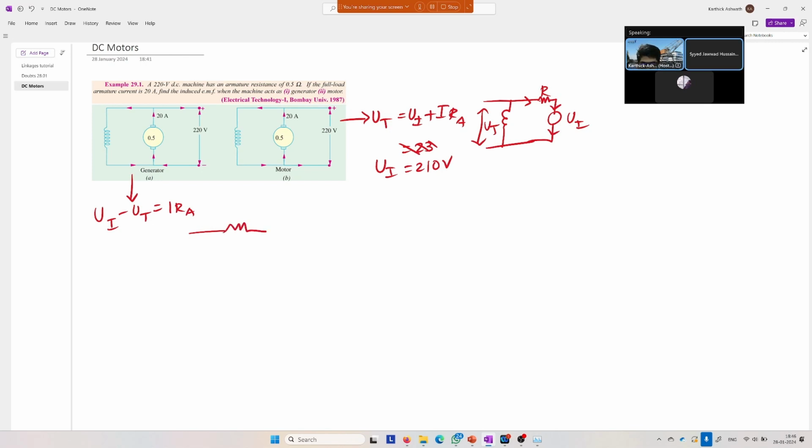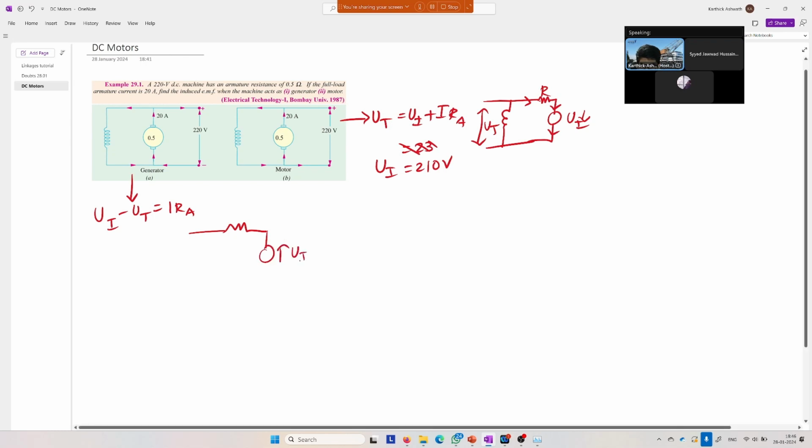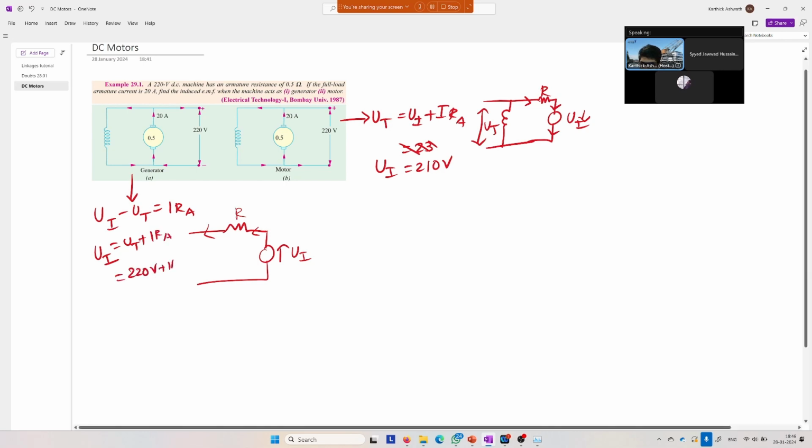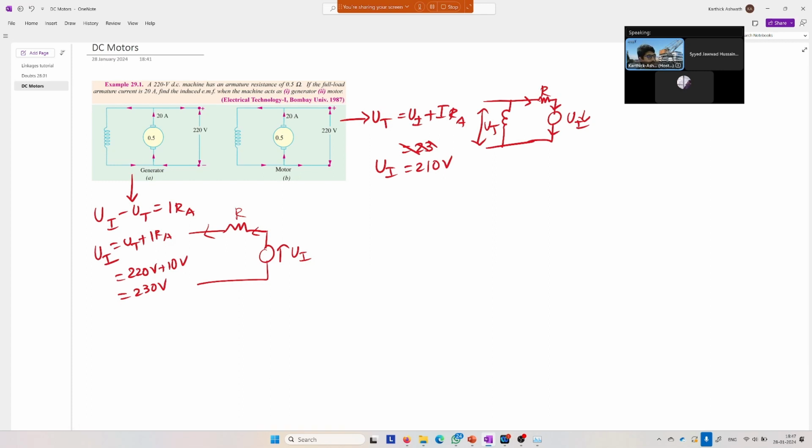So just the formula changes. UI, let us say, is in this direction. Here the UI direction changes and the current is also flowing in this direction. So the formula changes, and if you solve this, induced EMF is UI equals Ut plus I R_A, which gives us 220 volt plus 10 volt is 230 volt. This is not a core part of the syllabus based on what the professor has taught, but it is still very much something he could ask, so I'm covering it.